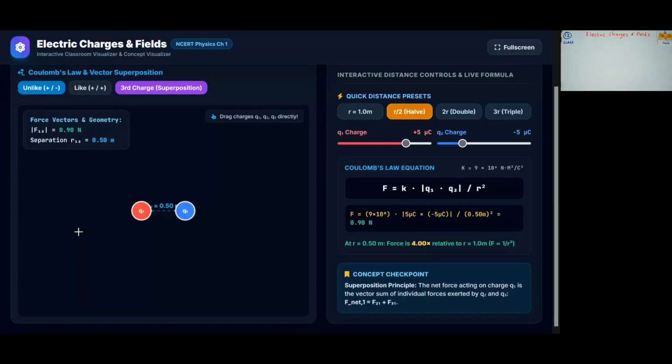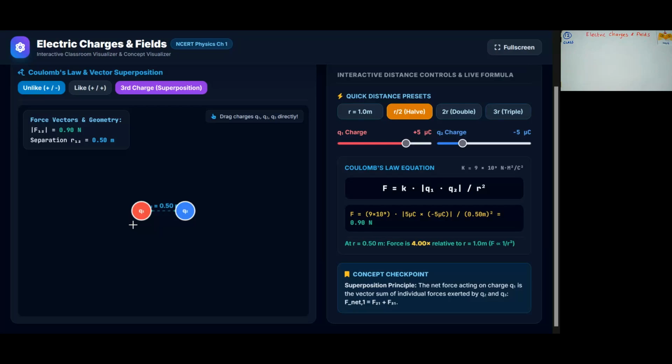So halving the distance multiplies the force by 4 times. Okay, if you reduce the distance by half, the force will be 4 times. This visually proves the inverse square law. F is directly proportional to 1 by R square. Okay, F is directly proportional to 1 by R square. Is it clear?